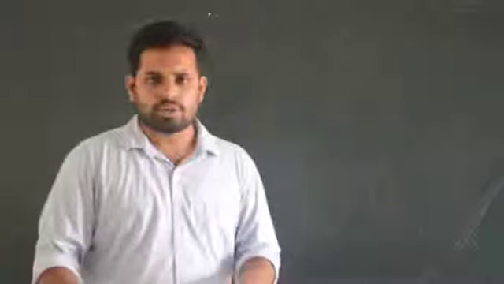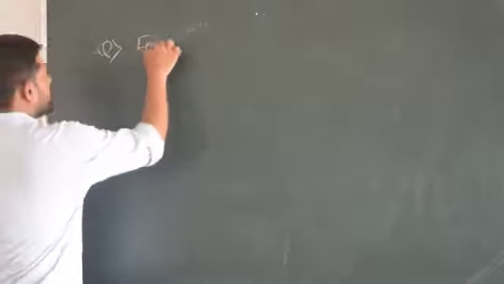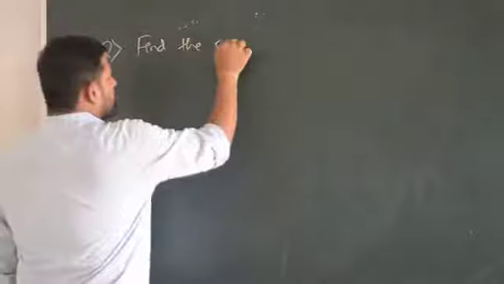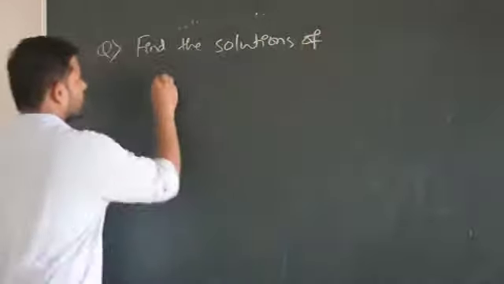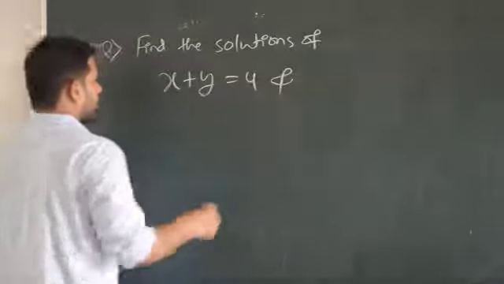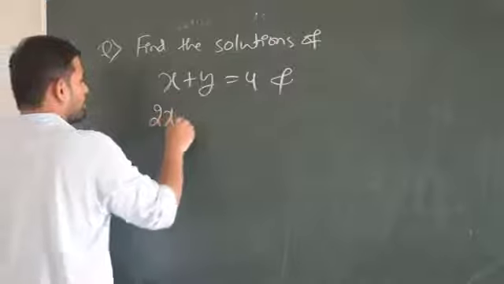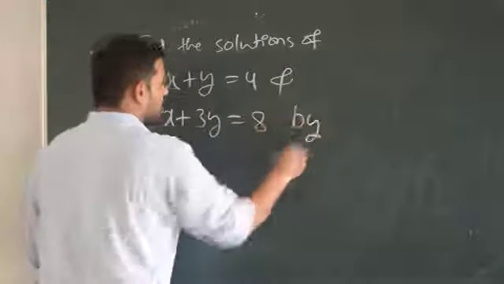Now, what we want to do? This is done. This is like one module. Understood or not? So this is like one 4-mark question they will be asking. What is that 4-mark question they will ask? Okay, find the solutions of x plus y equal to 4 and 2x plus 3y is equal to 8 by graphical method.